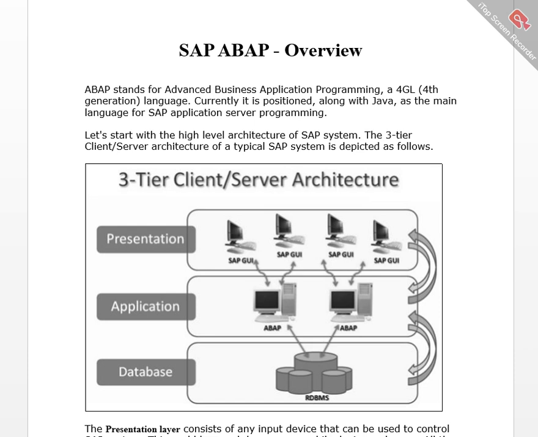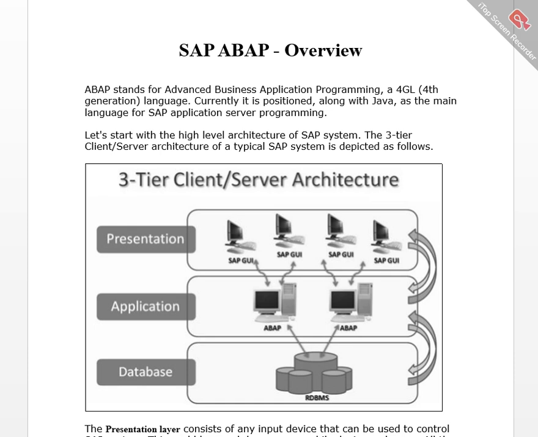So ABAP stands for Advanced Business Application Program, a fourth generation language, and currently it is positioned along with Java as the main language for SAP application server program.